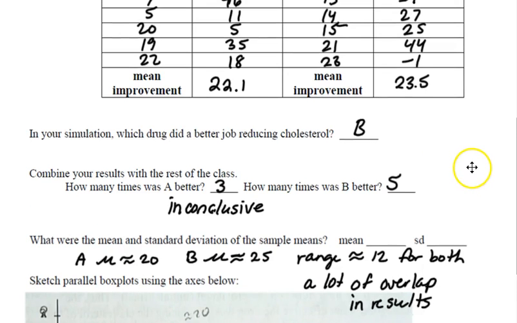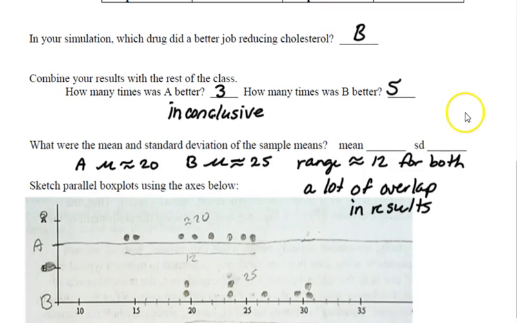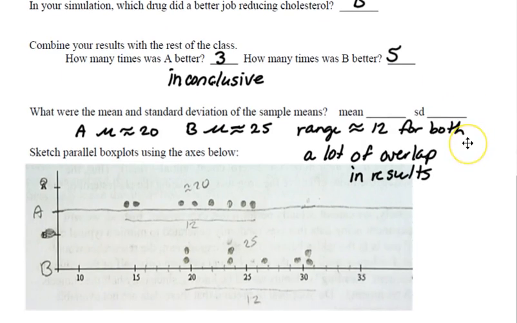But among the other class members, we had some who found drug A better and some who found drug B better. We saw this range of results. These were the mean improvement levels for drug A, and these were the mean improvement levels for drug B. Although overall most of the trials had higher levels for B than for A, there were quite a few trials where a person got a higher level for A than for B, and so this came out as a rather inconclusive result.